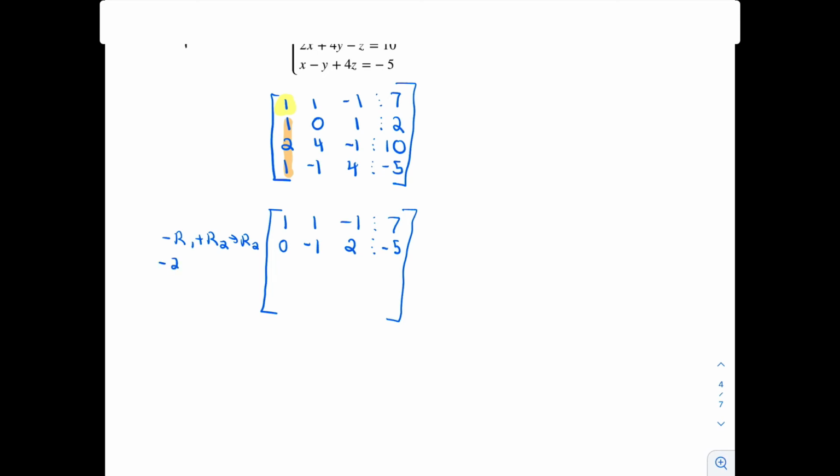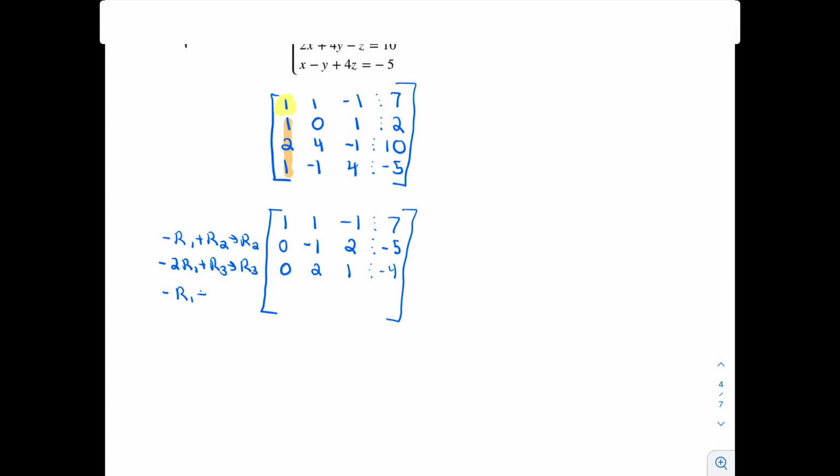For the third row, I'm going to take negative 2 times row 1 and then add row 3 for my new row 3. So negative 2 times 1 is negative 2 plus 2 is 0. Negative 2 times 1 is negative 2 plus 4 is 2. Negative 2 times negative 2 is 4 minus 1 is 3. And negative 14 plus 10 is negative 4.